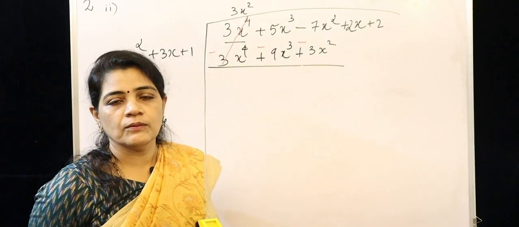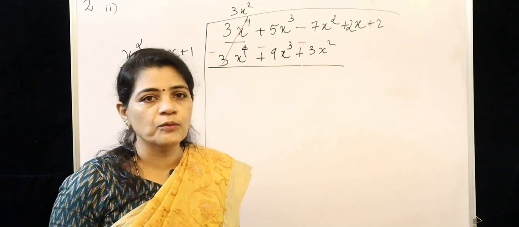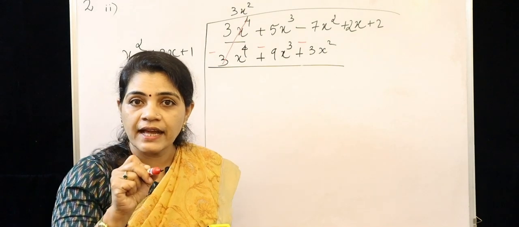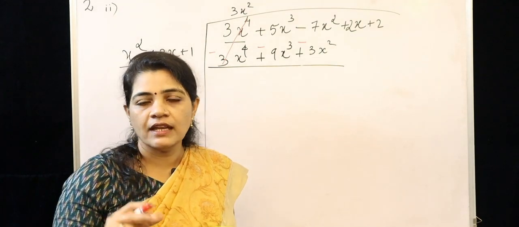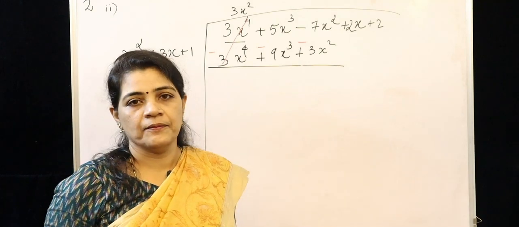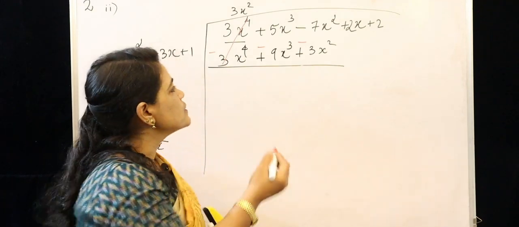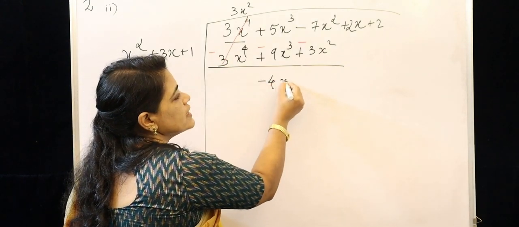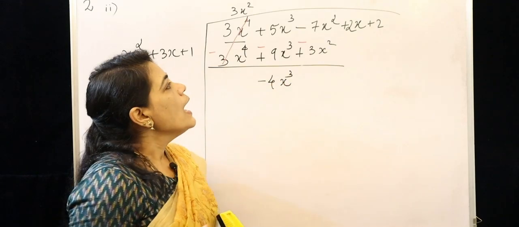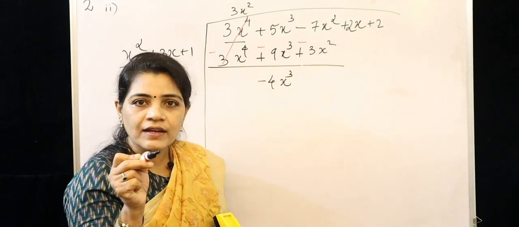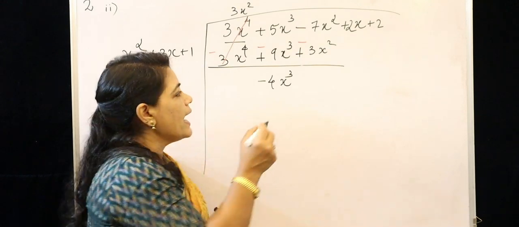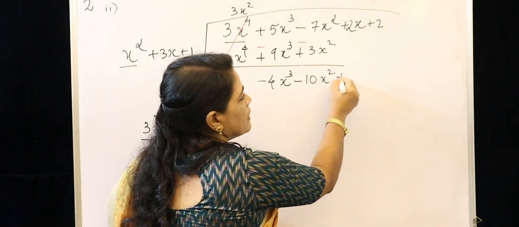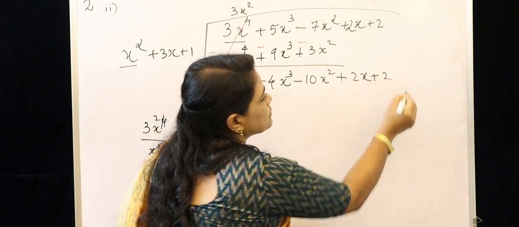Now the x cube term, its coefficient is 5x cube, and here minus 9x cube. So we are subtracting the coefficients by keeping the variable same. So 5 minus 9, that is minus 4. So minus 4x raised to 3. Okay, there is no change in the variable, we are keeping the variable as it is. And the next one, minus 7 and minus 3, minus 10. Add and give negative sign. Okay, x square. We can bring down the remaining two terms, plus 2x plus 2.